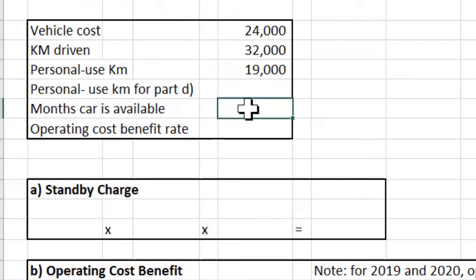So how many months is the car available for? Look, unless we have information that the car was provided to her at some point during the year, we know that she's worked there for a while. We have to assume that she's had the car for 12 months in the year. So 12, and then the operating cost benefit rate, we're going to say it's 0.28 cents per kilometer. We don't have any other information here. 2019, 2020 were 28 cents, whatever.